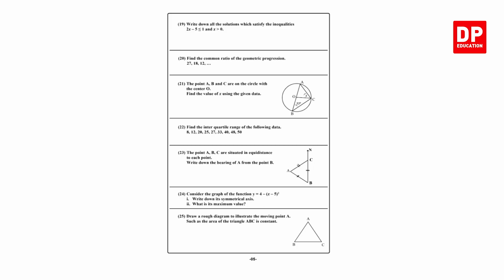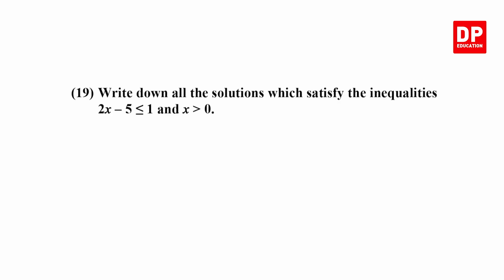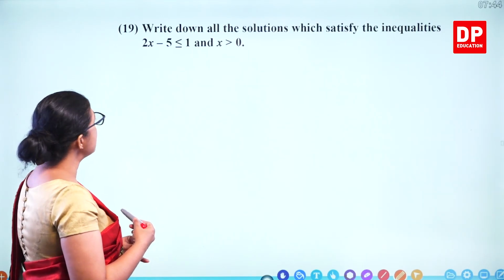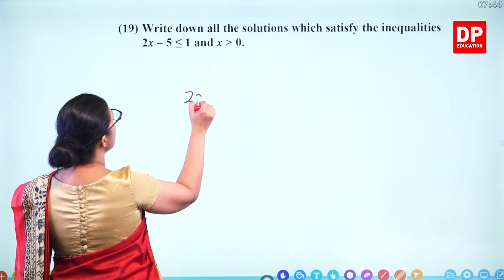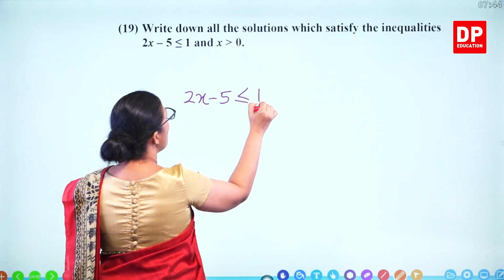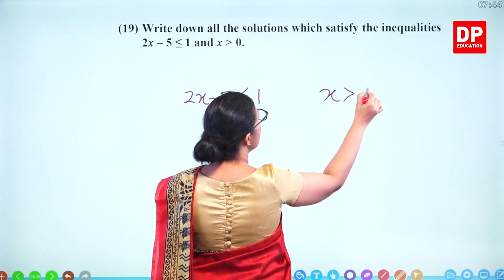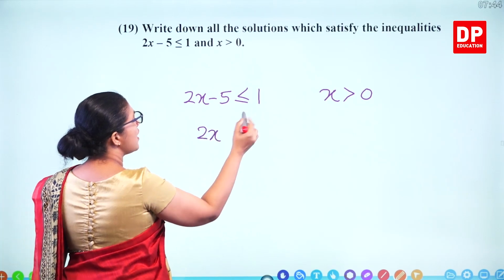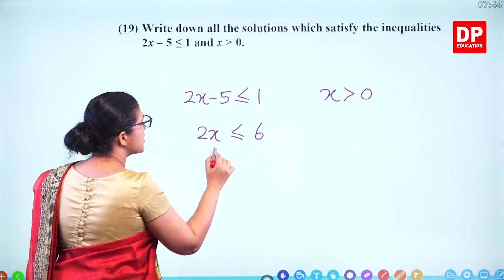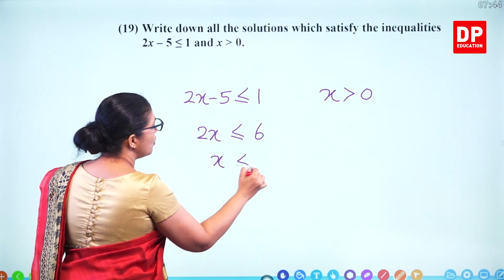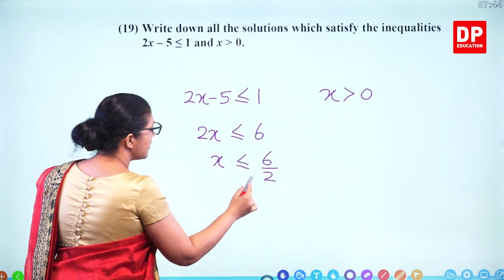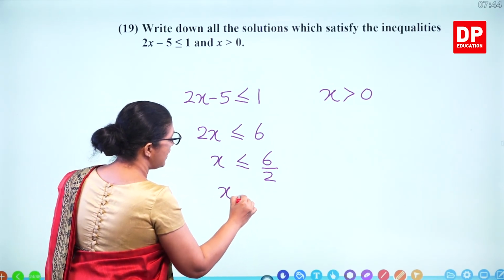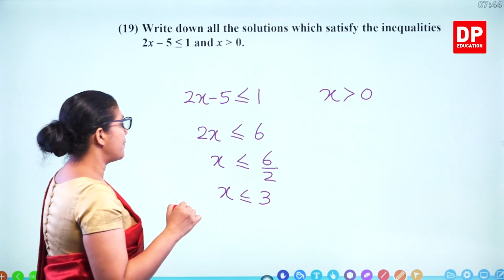Now you can try 19 to 25. Question number 19. Write down all the solutions which satisfy the inequalities 2x minus 5 less than or equal to 1, and x should be greater than 0. Now solve this one. Take minus 5 to the other side. 1 plus 5 becomes 6. Divide this by 2. Nothing happens to the sign because we are dividing by a positive value. So x should be less than or equal to 3.